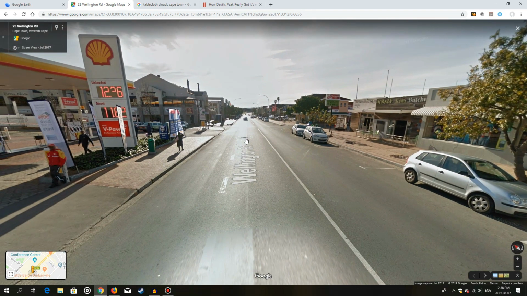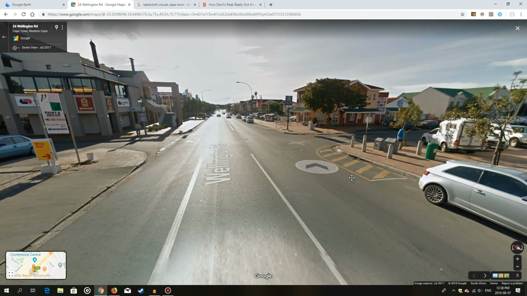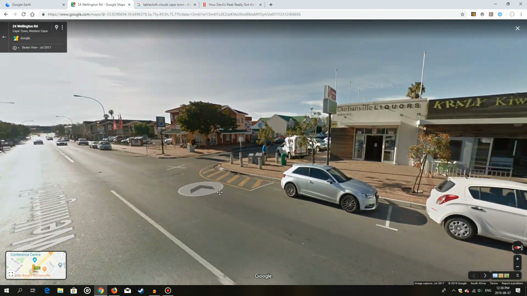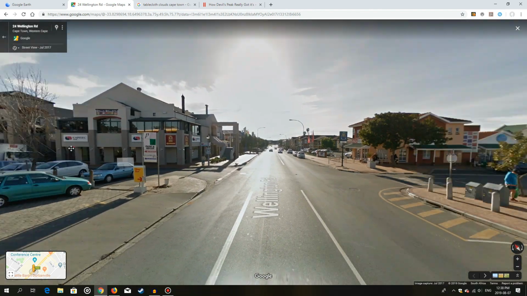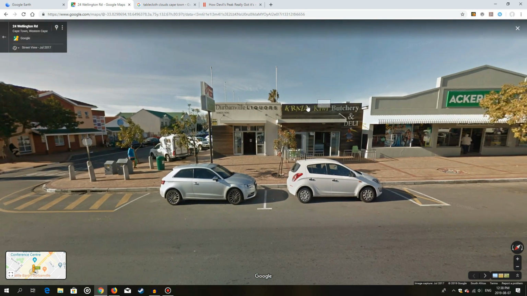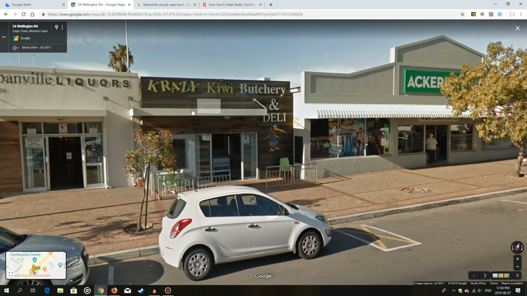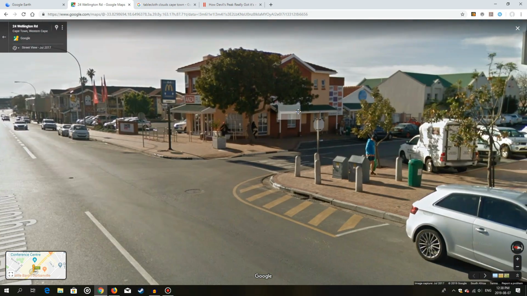And let's just go further down the road. But you can see it doesn't really feel like a big city, but it is still part of Cape Town, but it has a much more rural feeling to it, and that's why a lot of people tend to want to move to areas like this. Of course, you get your liquor stores and your butchery and deli and clothing shops and things like that.